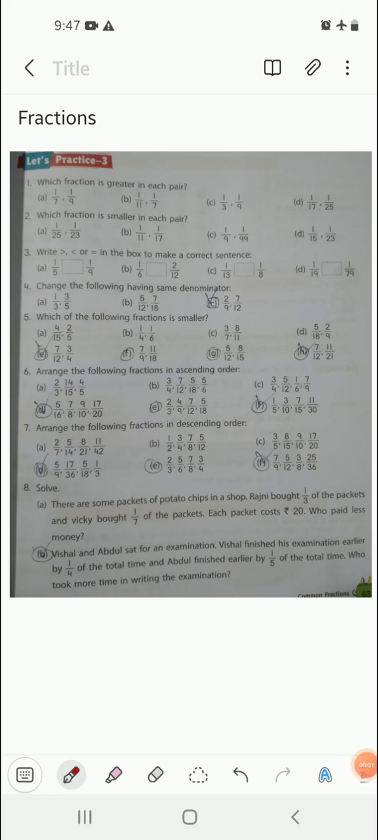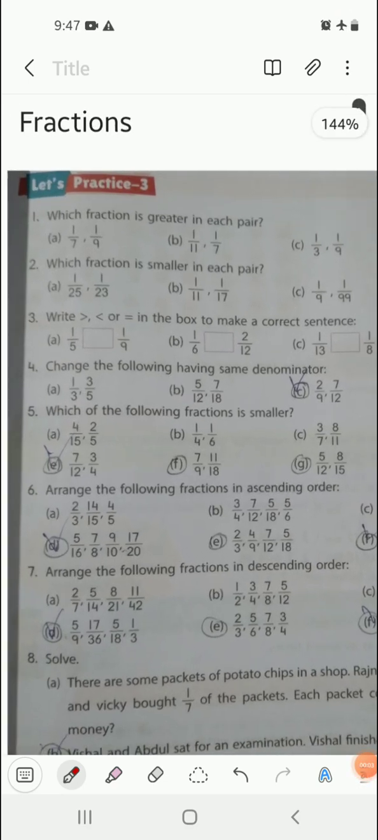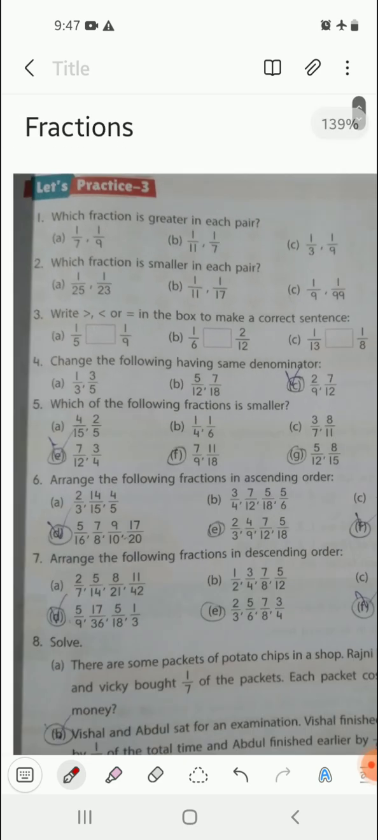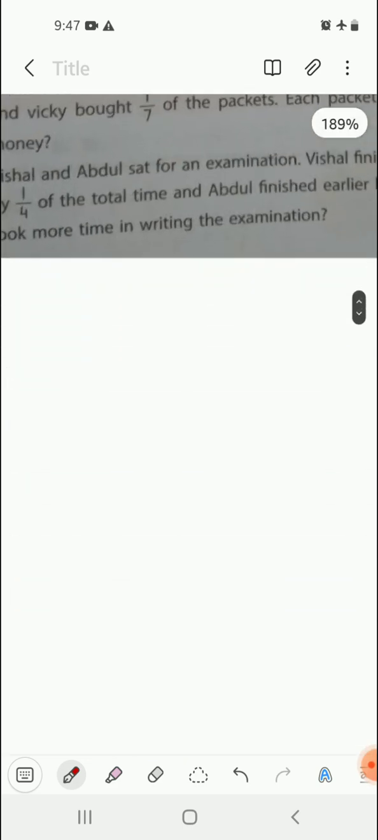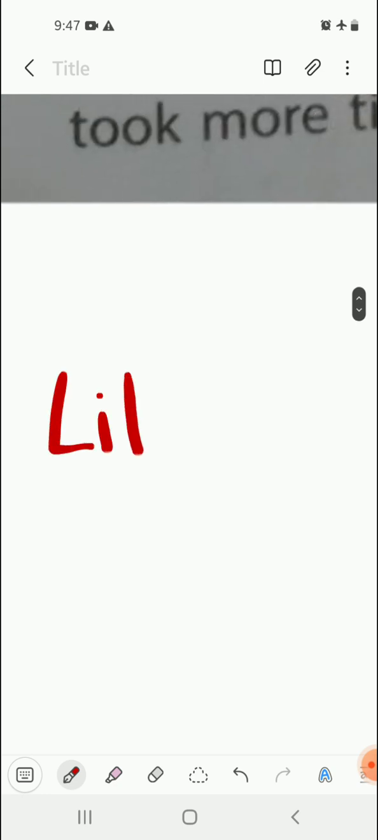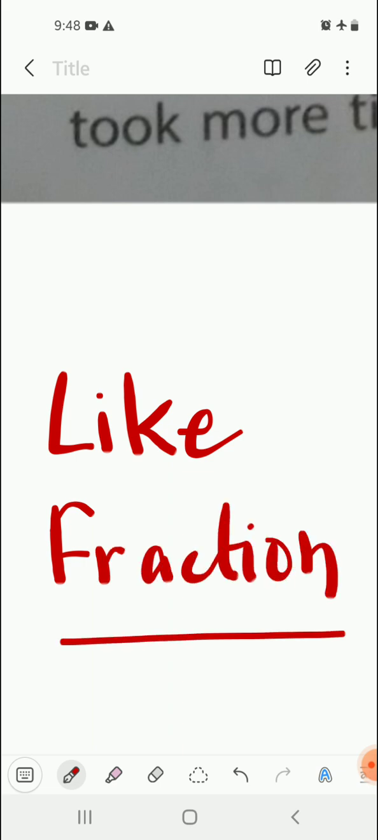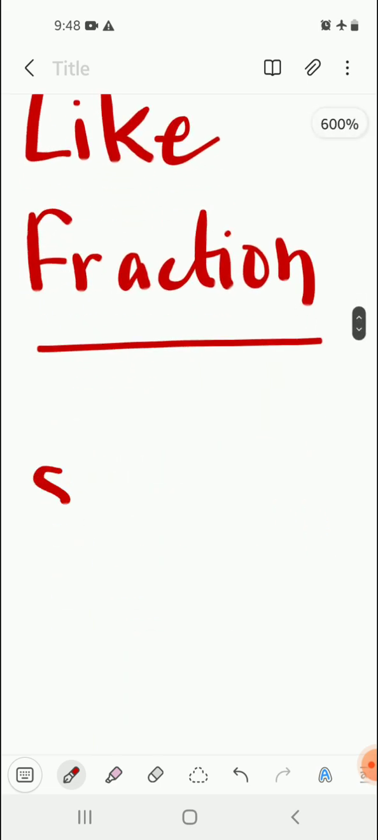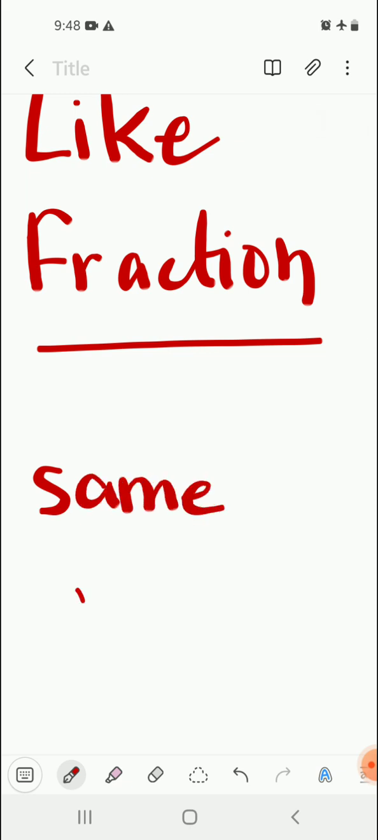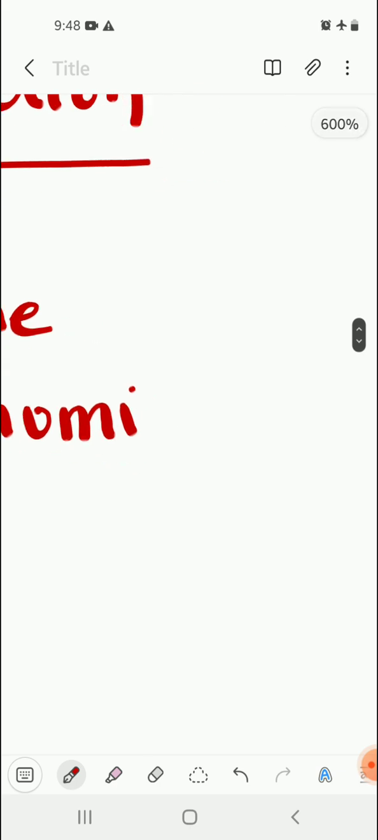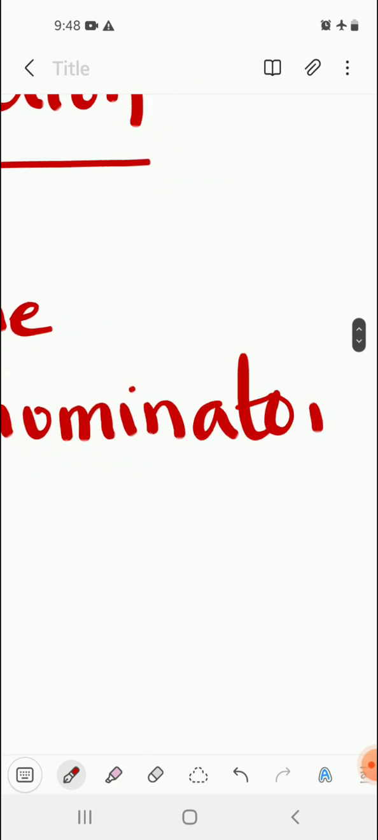Today's topic is fractions. Which fraction is greater in each pair? For finding the greater and the smaller fraction, first of all, we need to understand that there are two types of basic fractions. One is the like fraction, which is a fraction with the same denominator.